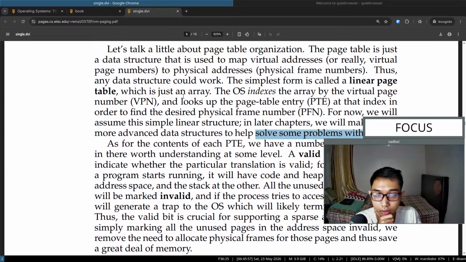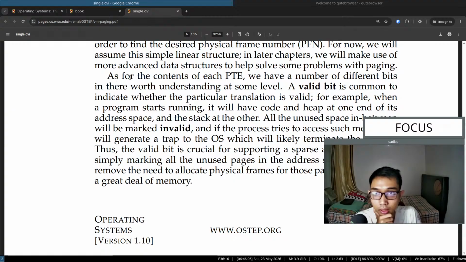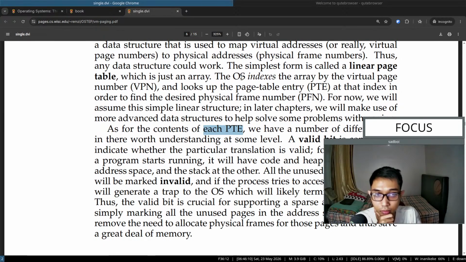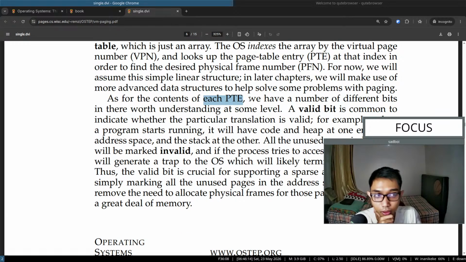Okay. So for now, we will use the linear page table, I guess. As for the content of its PTE, the page table entry, we have a number of different bits in there worth understanding at some level.